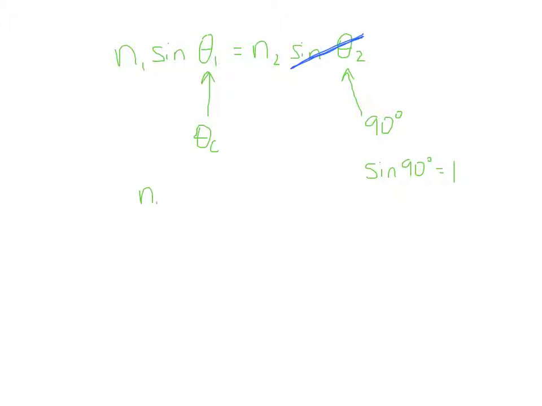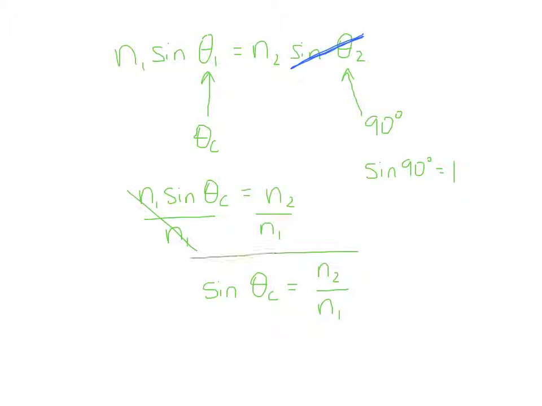So we now have just n1 sine theta c is equal to n2, and then just divide both sides of the equation by n1, and you're left with the sine of the critical angle is equal to n2 divided by n1.